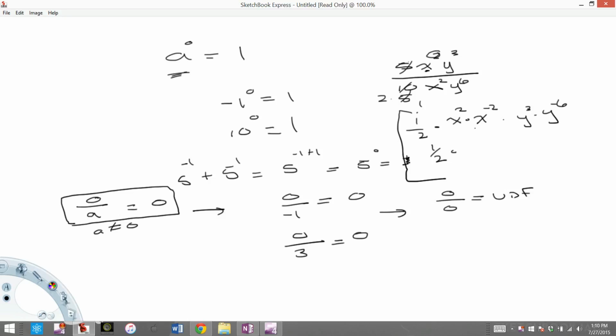Okay, but rule of exponents now says that because we're multiplying these two elements right here, and they have the same base, we can add the exponents. So 2 plus -2, right? Remember the additive inverse, right? Times y, 3, we're going to add these exponents, -6, right?